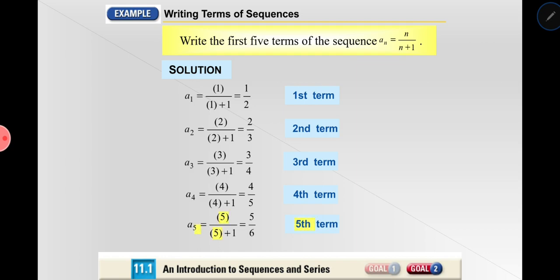So the first 5 terms of the sequence a sub n is equal to n over n plus 1 are 1 half, 2 thirds, 3 fourths, 4 fifths, and 5 sixths.